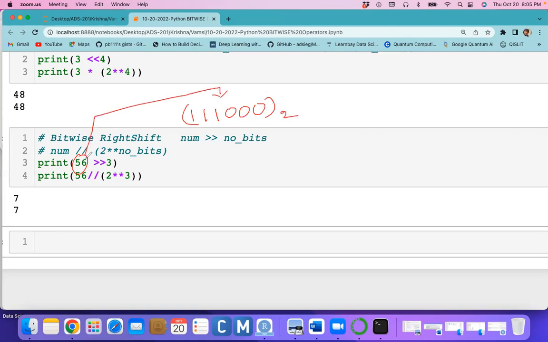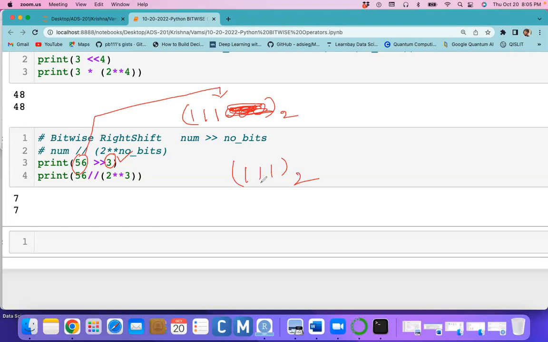Okay, the 56 you should first convert into a binary number. Once you have converted it into binary, what I want to do is shift to the right side, right? That means you have to remove the right side bits. How many bits do you want to remove? 3 bits, right? If you remove these 3 bits, then what could be the resultant?